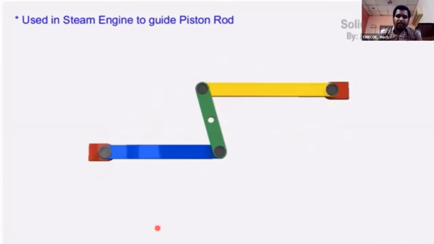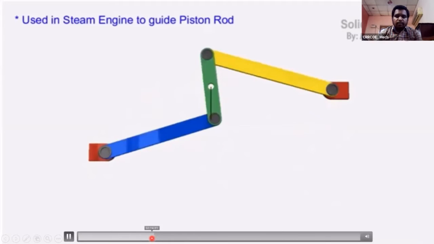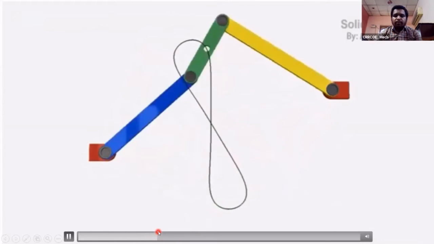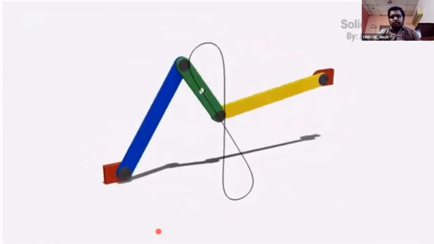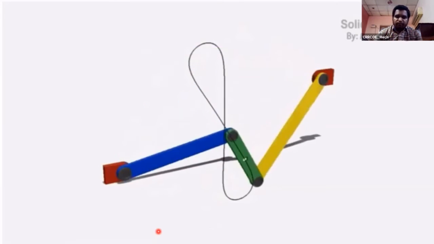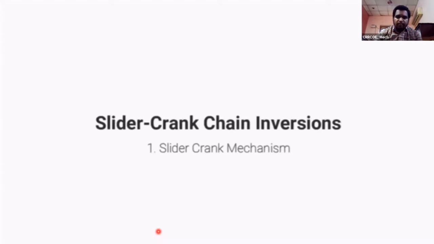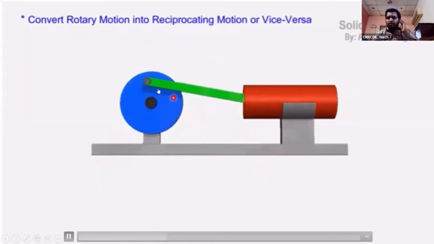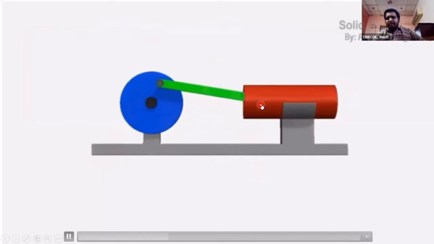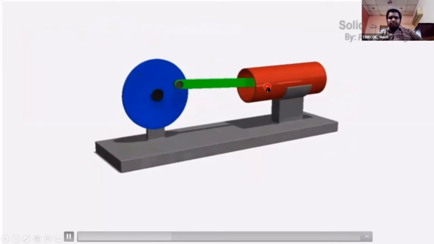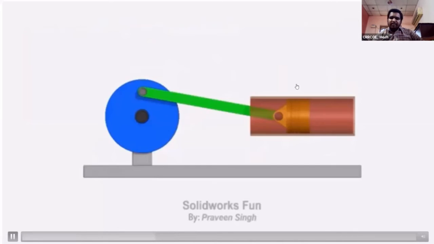The next one is the Watt mechanism. This is also a double lever mechanism. This was used as a crank for the Watt engine in the beginning days. Next are the inversions of the slider crank mechanism. Here we have a crank, a connecting rod and a slider which is sliding in the cylinder. This is called the crank and slider mechanism. This is a simple mechanism. By fixing the different links of the crank slider mechanism, we get different inversions.